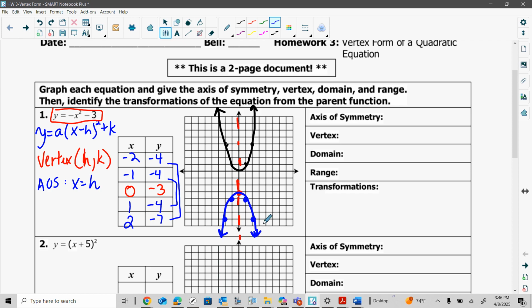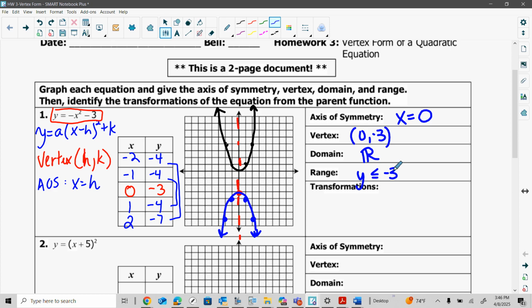Okay. So the vertex is 0, negative 3. The axis of symmetry is x equals 0. Our domain is always all real numbers when our parabola has arrows, because it's going forever. And our range here is y is less than or equal to negative 3.